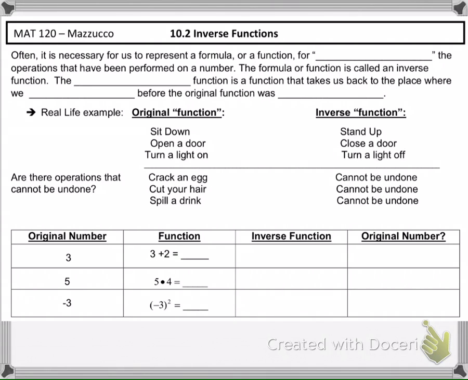Often it is necessary for us to represent a formula or a function for undoing the operations that we have performed on a number. The formula or function is called an inverse function. The inverse function is a function that takes us back to the place where we started, before the original function was applied. So let's take a look at some non-math examples.